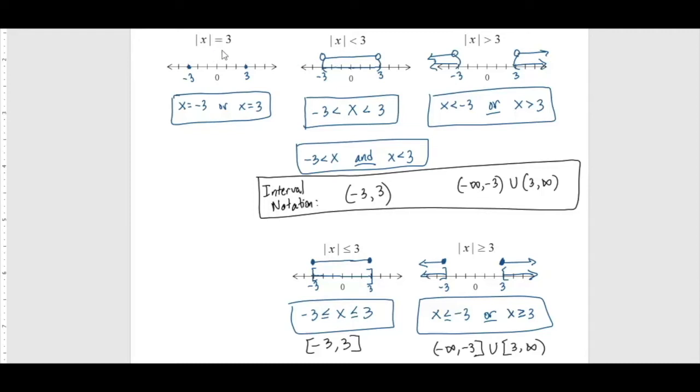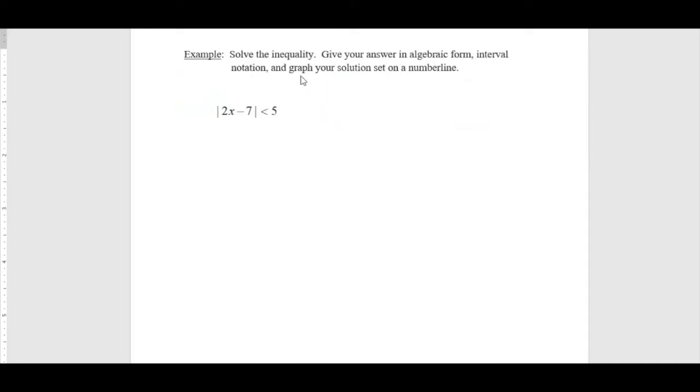We've already seen that with equations. Here, we would set the expression inside the absolute value equal to the negative of this number or equal to the positive of this number, and then solve each of these two equations separately. Let's see how that works with the inequalities. In this example, we're asked to solve this inequality. We're going to give our answer in algebraic form, interval notation, and we'll graph the solution set on a number line. This is absolute value less than a positive number.